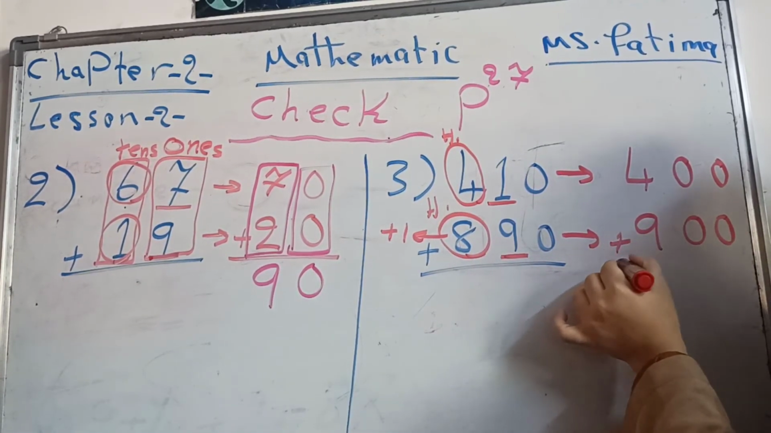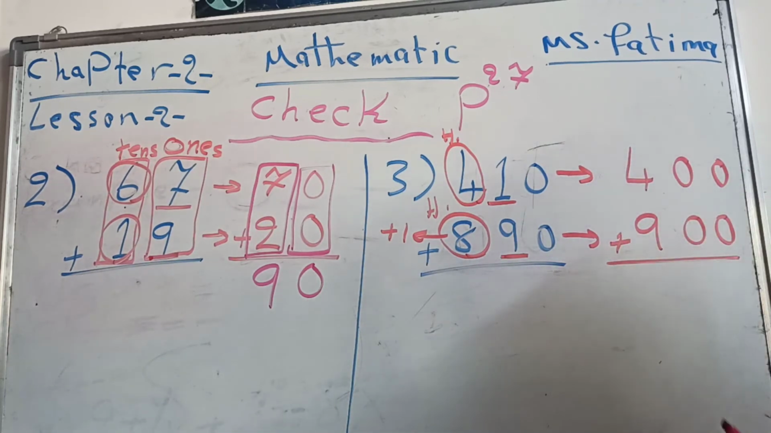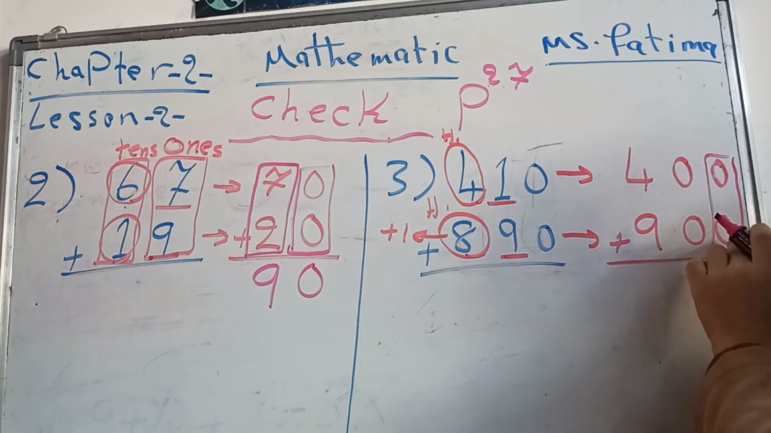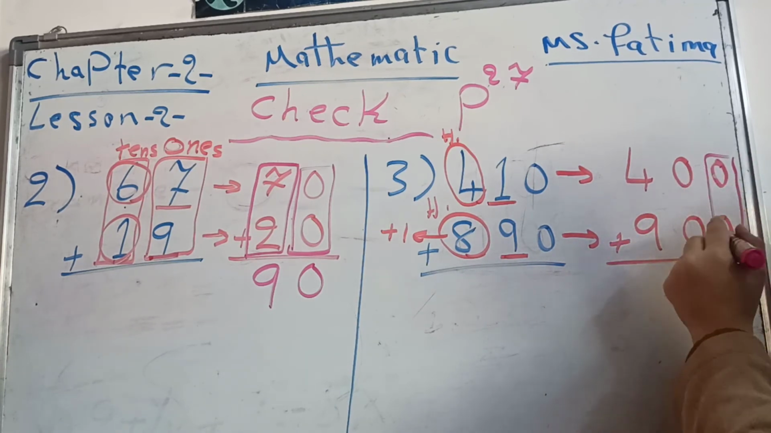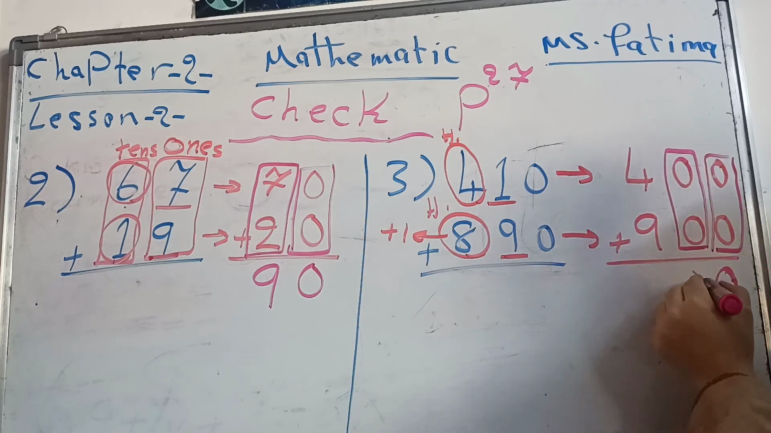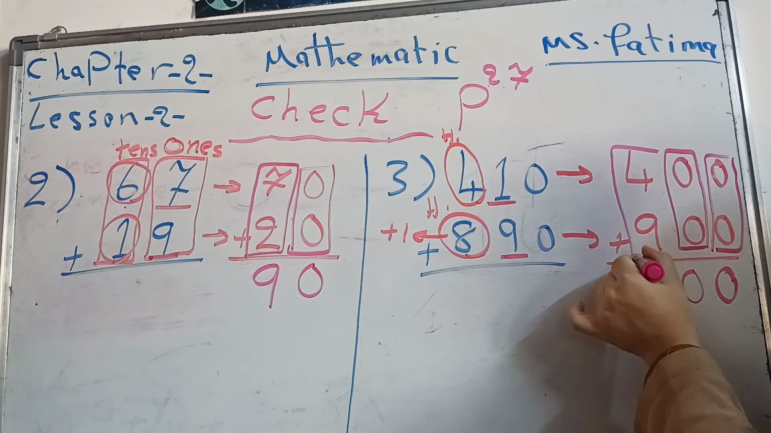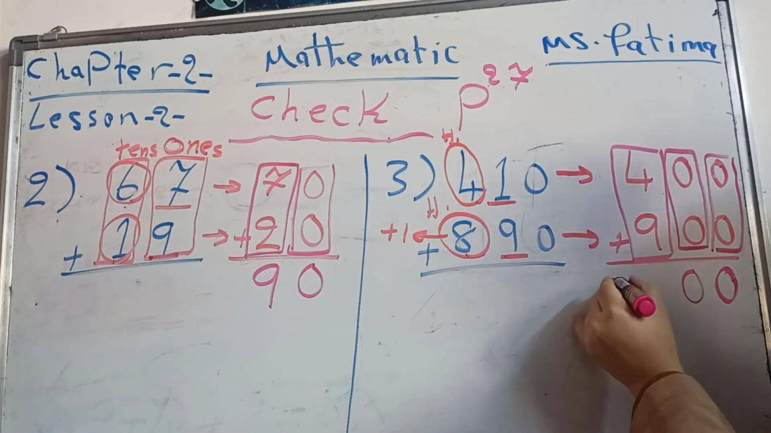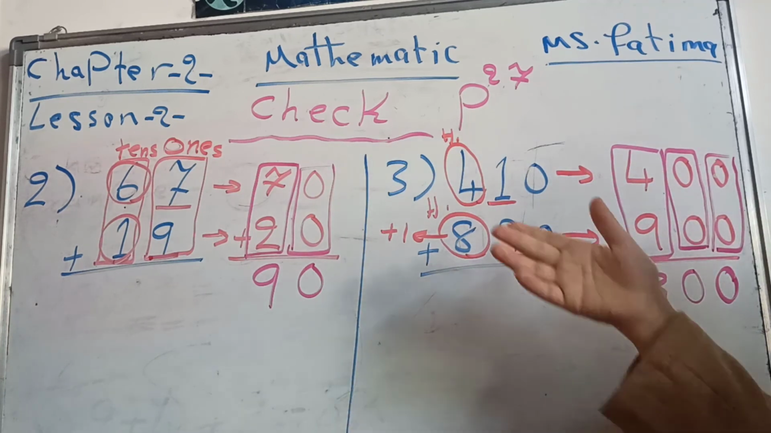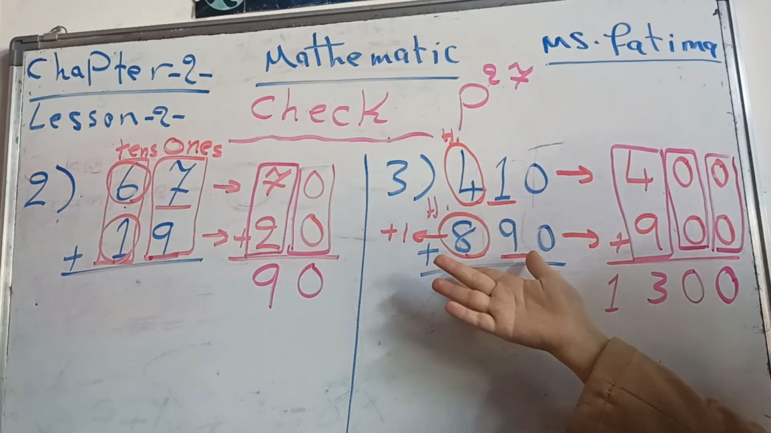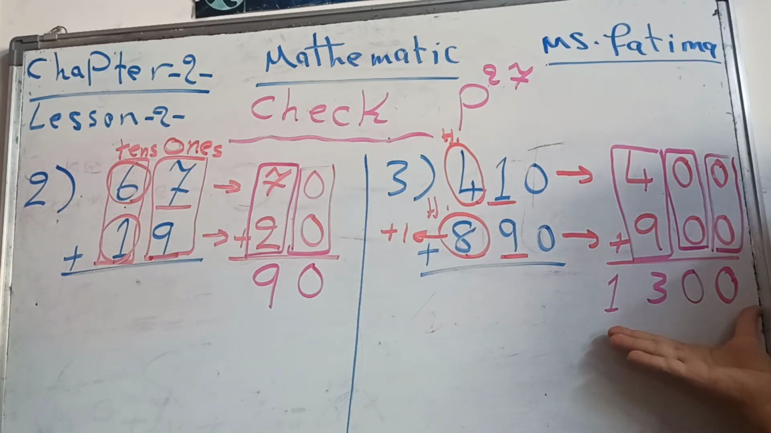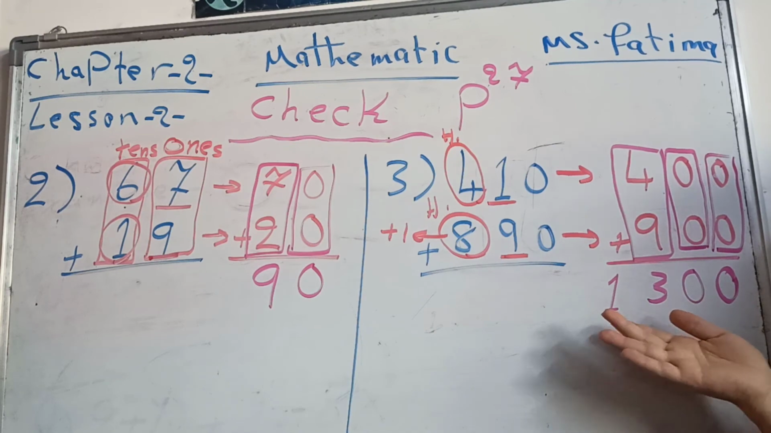Now we add those numbers together. First, ones with ones. 0 plus 0 equals 0. Now tens with tens. 0 plus 0 equals 0. Now hundreds with hundreds. 4 plus 9 equals 13. Then when we solve those numbers by estimate sum, we find it equals 1,300.